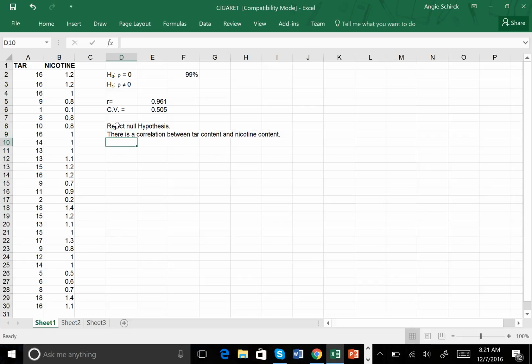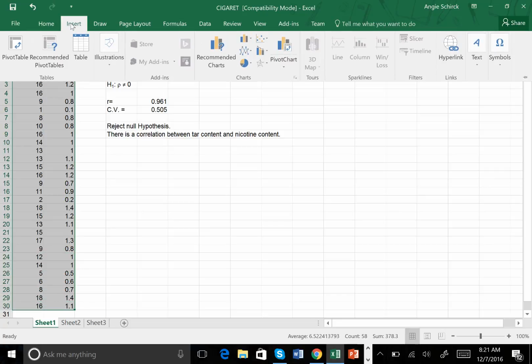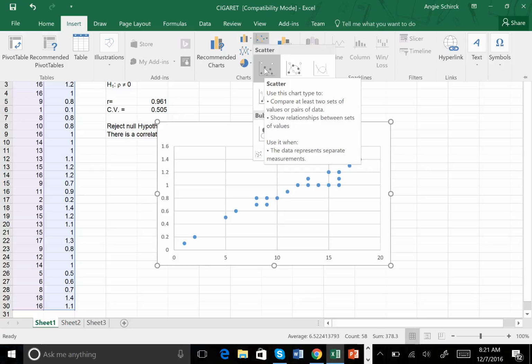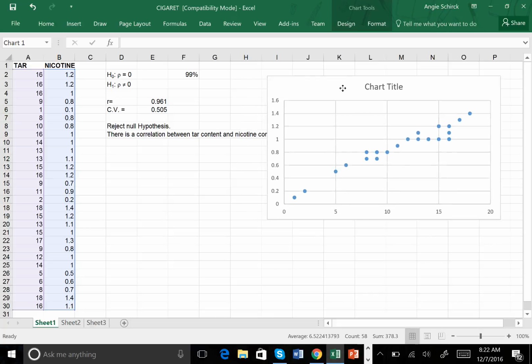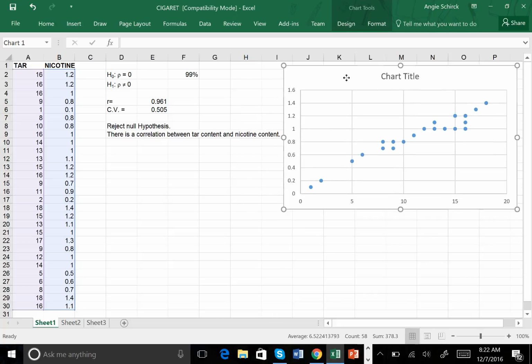All right, so now once we know that there is a correlation, we can find the equation of the regression line. And the easiest way to do this is to actually just highlight the data, and we will insert a scatter plot. So we'll go to Insert, we'll choose the scatter plot drop down, and we'll choose the first one where we have the points only. So when we look at the chart, we can see that there definitely appears to be a linear correlation, a positive linear correlation.